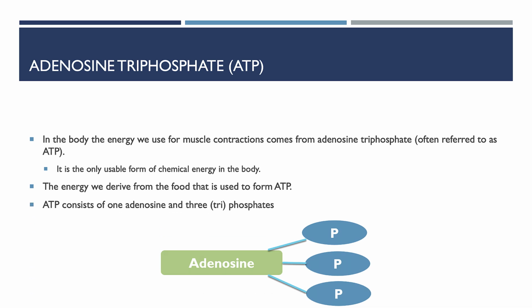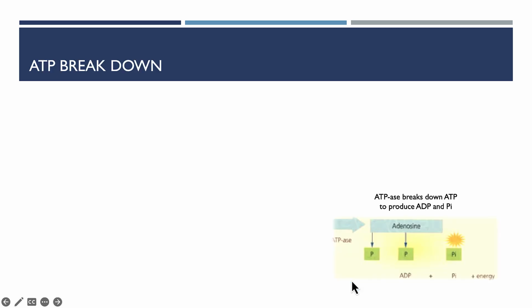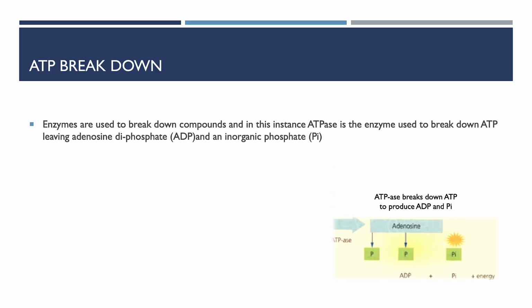ATP consists of one adenosine and three phosphates. ATP breakdown: enzymes are used to break down compounds, and in this instance, ATPase is the enzyme used to break down ATP, leaving adenosine diphosphate and inorganic phosphate.